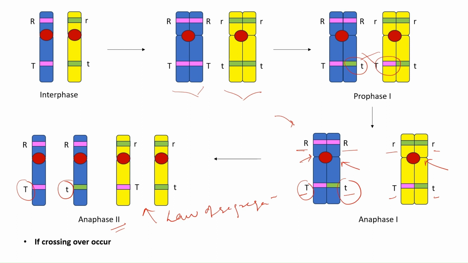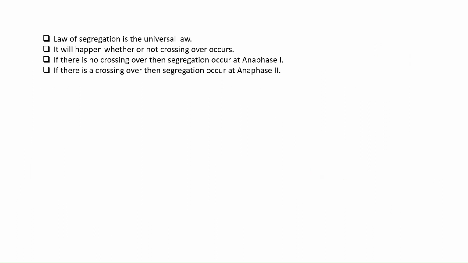So this is the condition when crossing over occurs. Now what we understood is that the law of segregation is the universal law. Whether or not crossing over occurs, the law of segregation will always happen. If there is no crossing over, then segregation occurs at anaphase 1. If there is crossing over, then segregation occurs at anaphase 2.